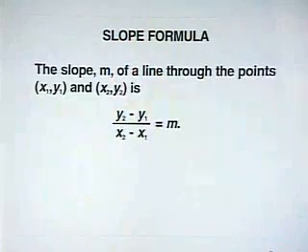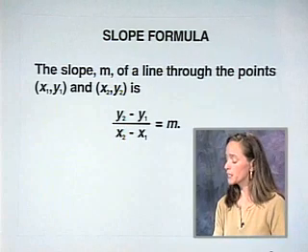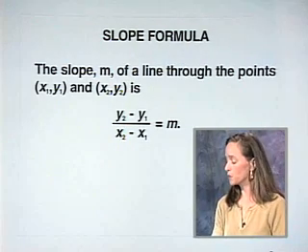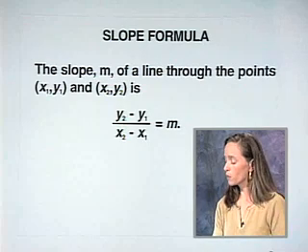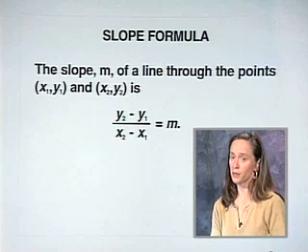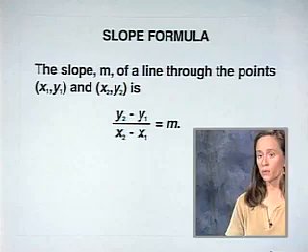Let's move on to another concept involving lines, the slope. The slope is the numerical measure of the steepness of the line. In other words, its rise over its run. Here's the definition. The slope, represented by the letter m, of a line through the points (x1, y1) and (x2, y2) is y2 minus y1 over x2 minus x1. Let's try this out with an example.